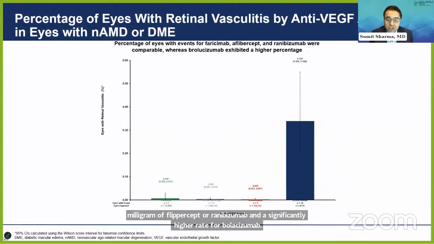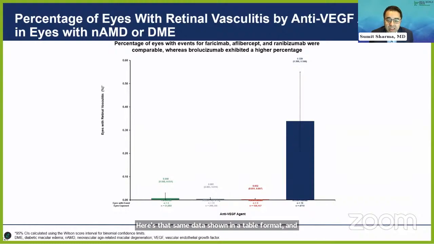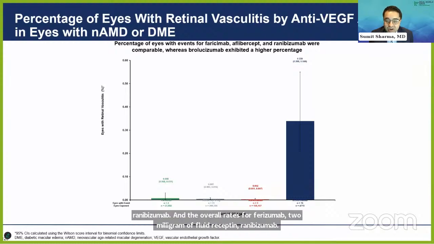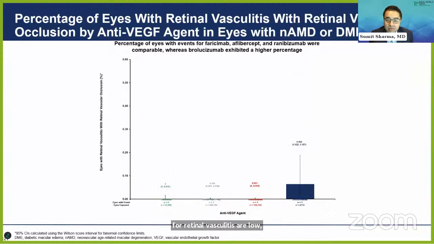Here's that same data shown in a table format, and I'm sorry that the numbers come up so much smaller here. Brolucizumab is all the way on the right, faricimab all the way on the left, 2 milligram aflibercept is second, and the third one is ranibizumab. The overall rates for faricimab, 2 milligram aflibercept, and ranibizumab for retinal vasculitis are low, but significantly higher for brolucizumab. For retinal vasculitis with a vascular occlusion, again, very low for faricimab, 2 milligram aflibercept and ranibizumab, but significantly higher for brolucizumab.